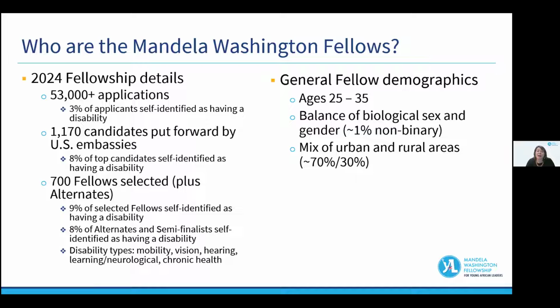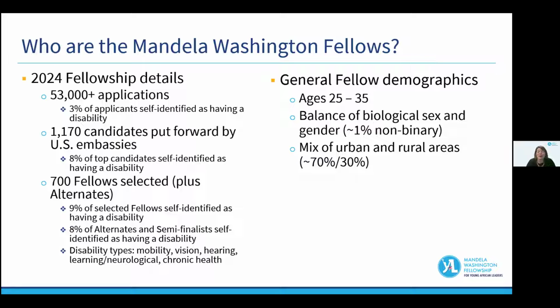Out of all of those applications, there were a total of 1,170 candidates put forward by U.S. embassies. And out of those candidates, 8% self-identified as having a disability. So we do ask posts to prioritize applicants with disabilities because we want to make sure that we are being as inclusive as possible. Out of that 1,170, we selected 700 fellows, plus alternates, usually about 200 or so alternates.